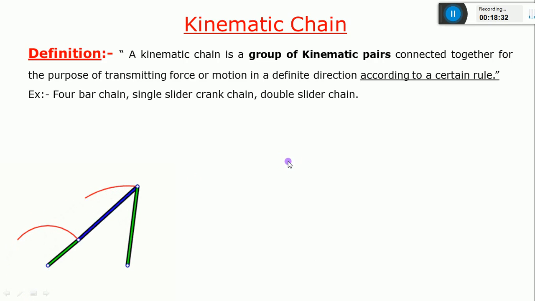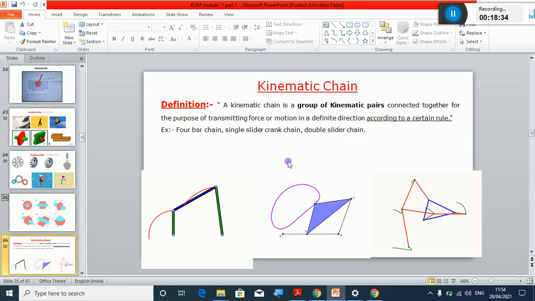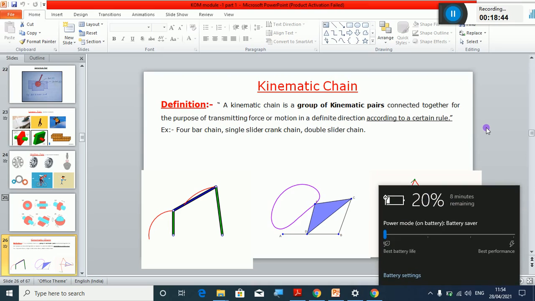Okay, just wait for a second. Okay, the battery is about to die, so we'll see what happens.